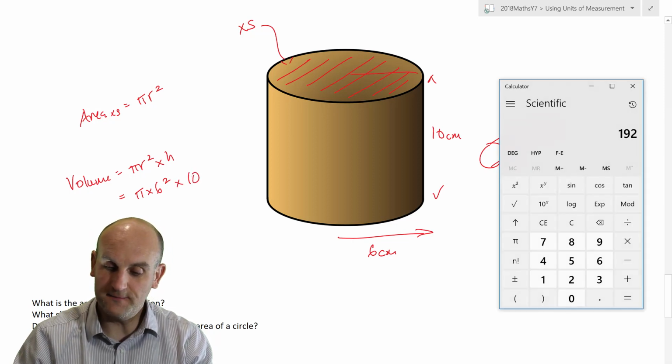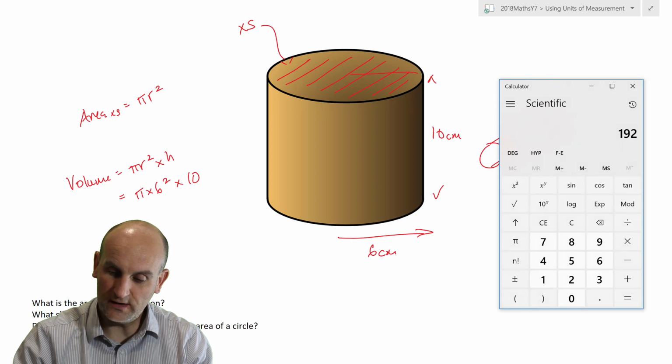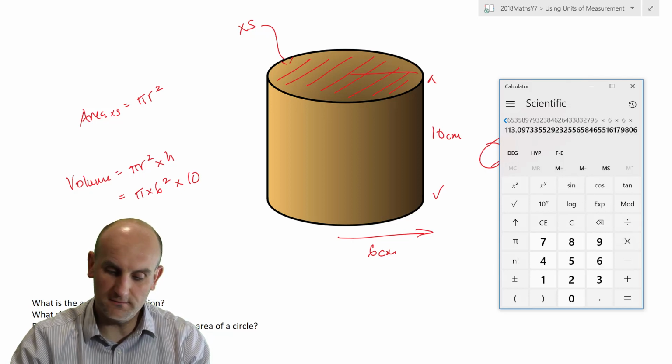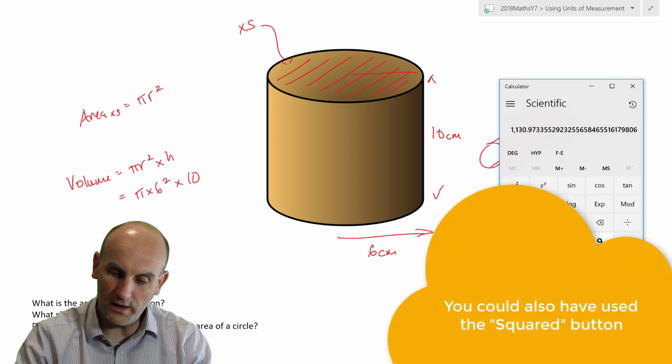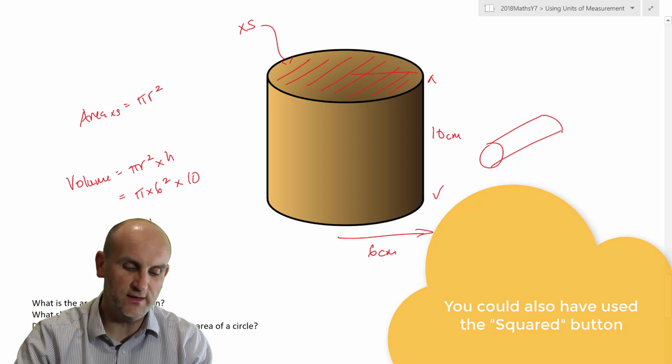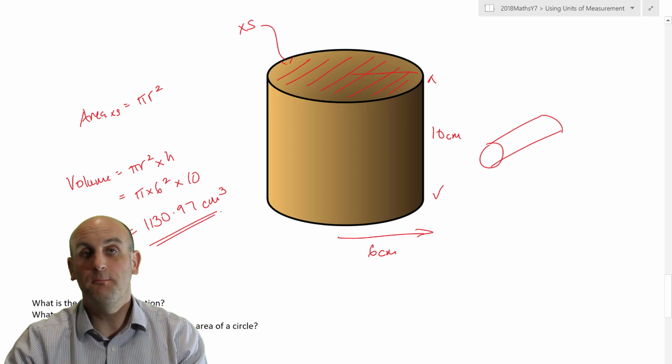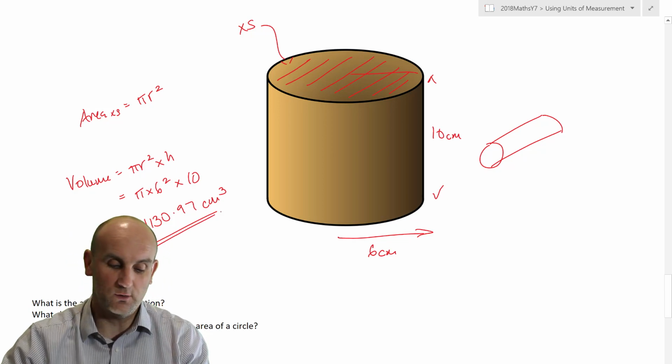Loading up my calculator, clearing what was there before so that we don't have mistakes. So what do we have? We have pi times radius squared times 10, which gives me 1130.97 to 2 decimal places centimeters cubed. Sounds big, doesn't it? But numbers for volume actually do get quite big.